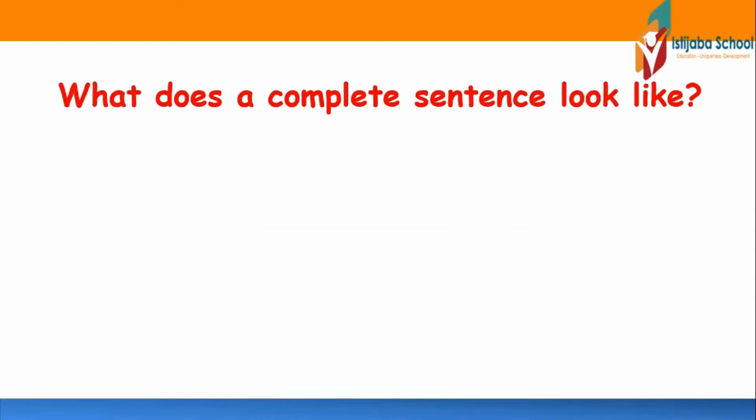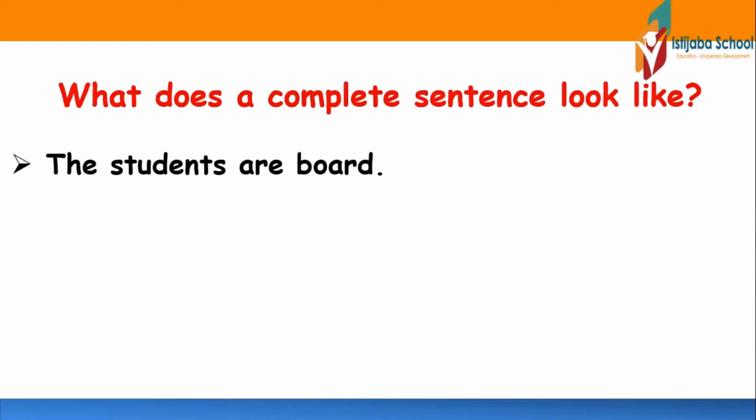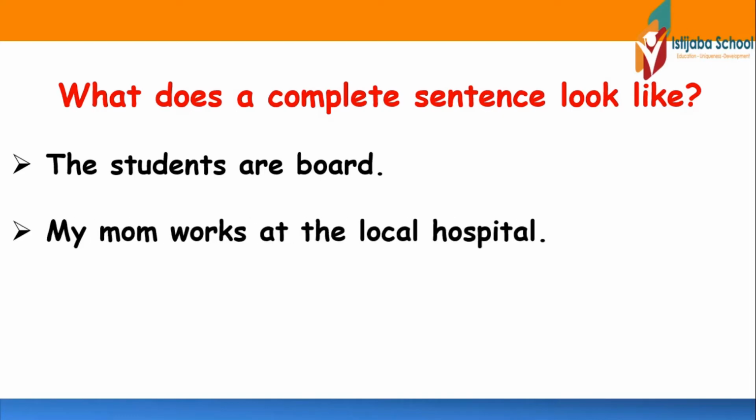So what does a complete sentence look like? Let's check this example. The students are bored. The minute I read a group of words that has a subject, a verb, and gives a complete thought, that means I have a complete sentence. The second one, my mom works at the local hospital. I have a subject, a verb, and a complete thought, so this is a complete sentence.